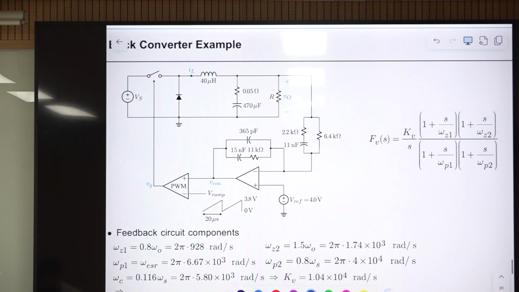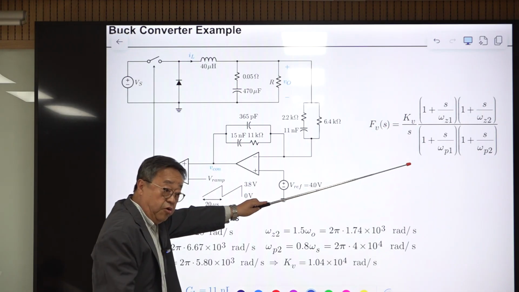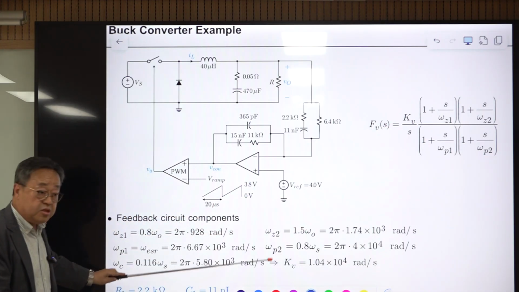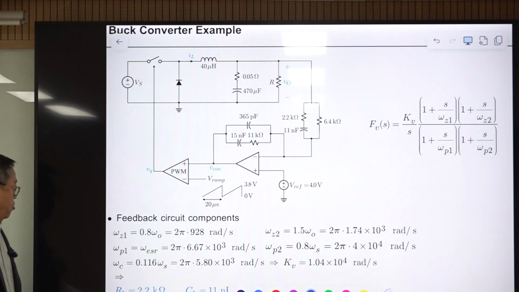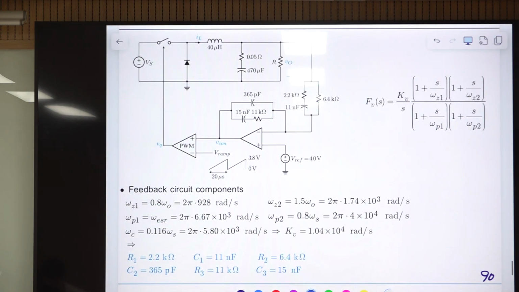This is the buck converter example, and you are using the same feedback compensation. We designed this based on the CCM operation. First, we determined that omega P1 is located at the omega ESR, and the loop gain crossover frequency is selected somewhere between 0.3 and 0.5 of the switching frequency. I selected this strange number, and for these values, I arbitrarily selected R1 with this value, and other values are selected based on the equations you know.